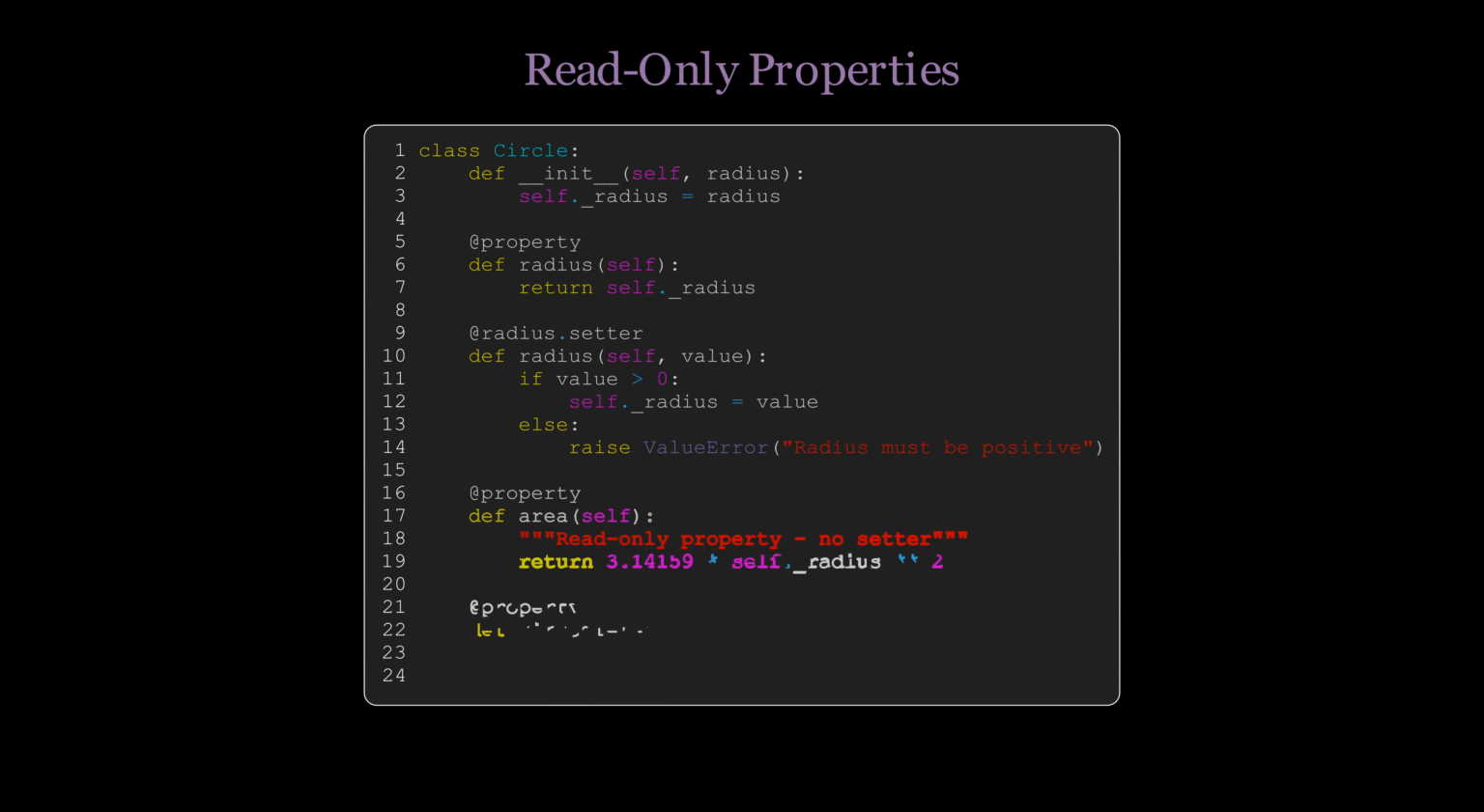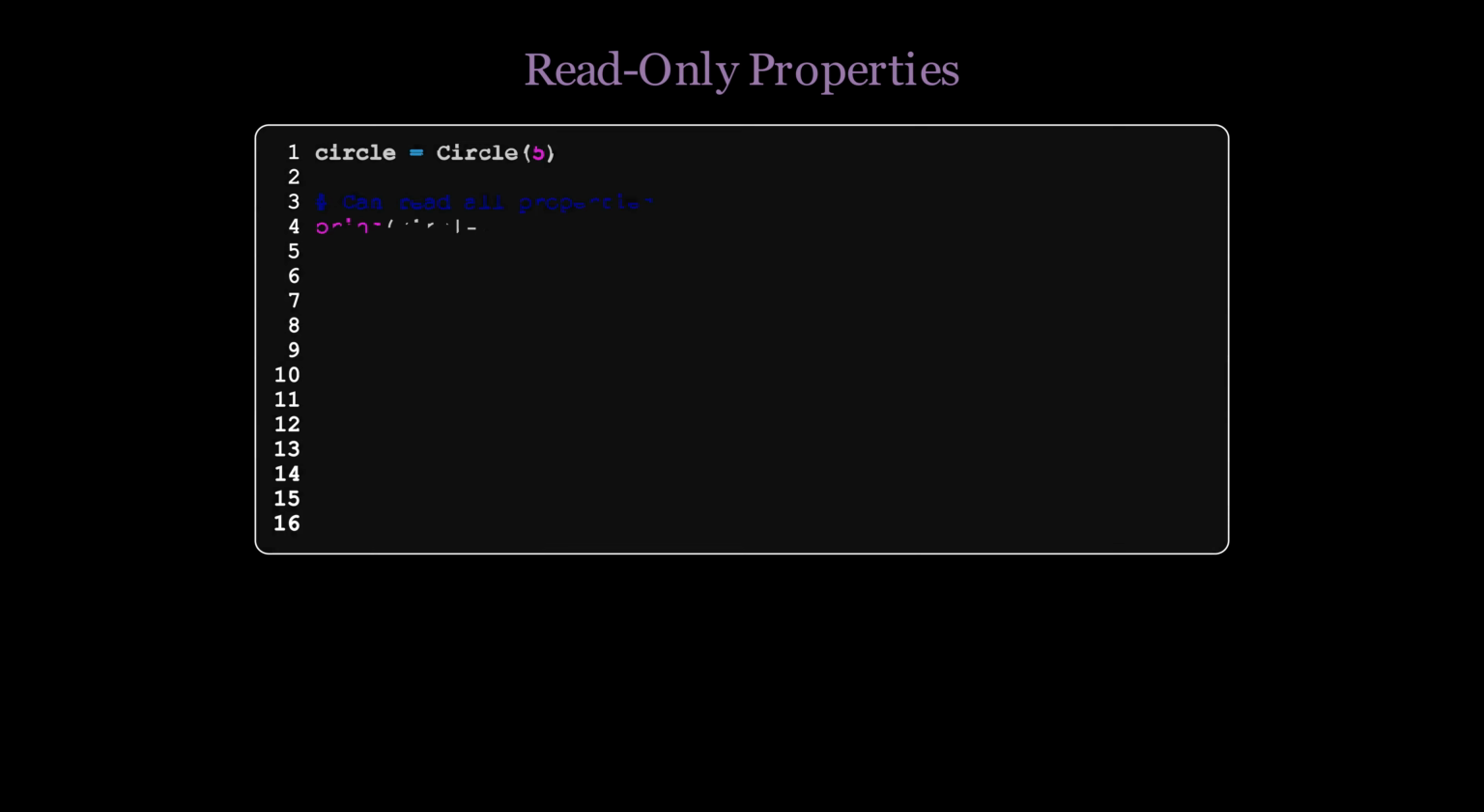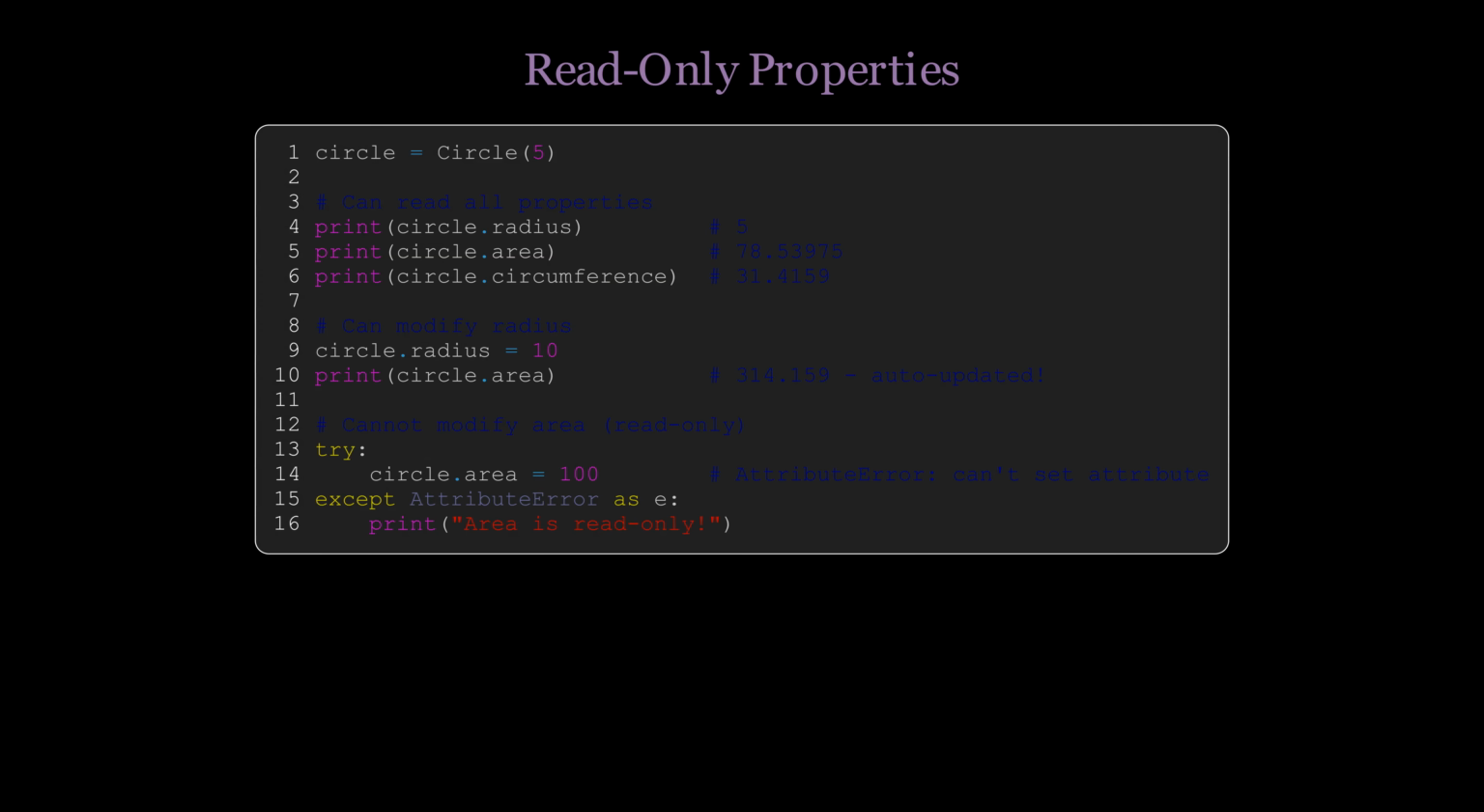You can create read-only properties by defining only a getter without a setter. This is perfect for computed values or attributes that shouldn't be modified. Radius has both getter and setter, so it can be read and modified. Area and circumference have only getters, making them read-only. They're computed from radius automatically. This prevents users from setting area directly, which wouldn't make sense. Read-only properties are perfect for derived values that should be calculated, not set. You can read radius, area, and circumference.